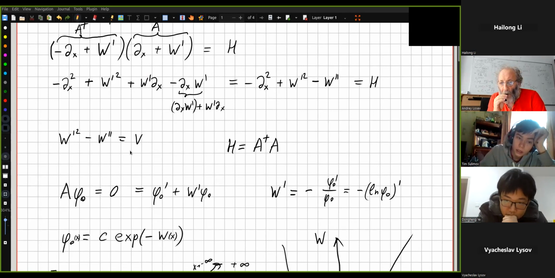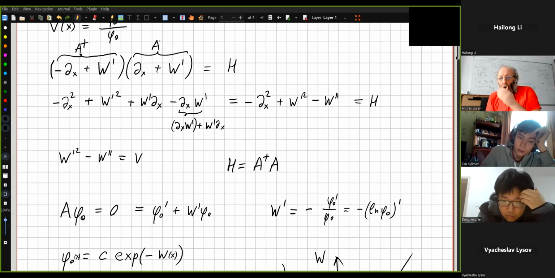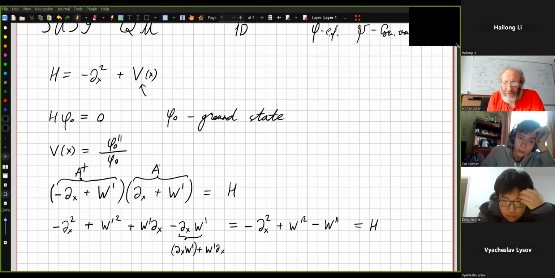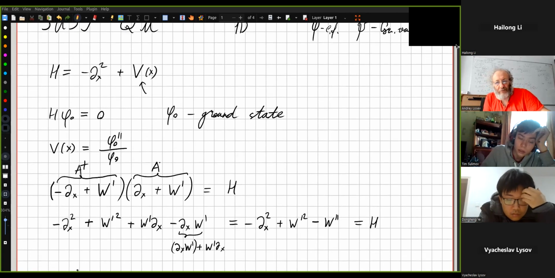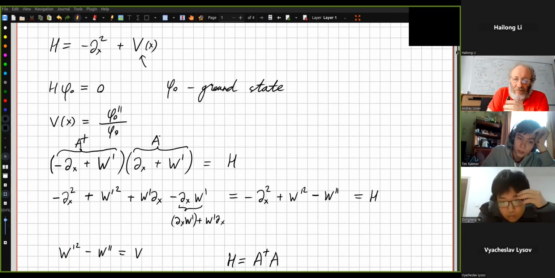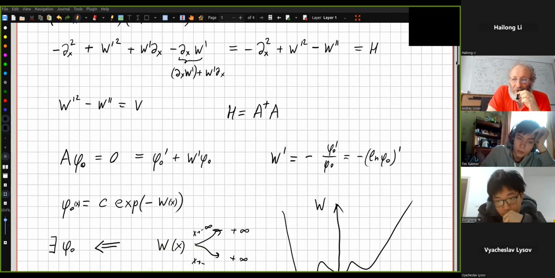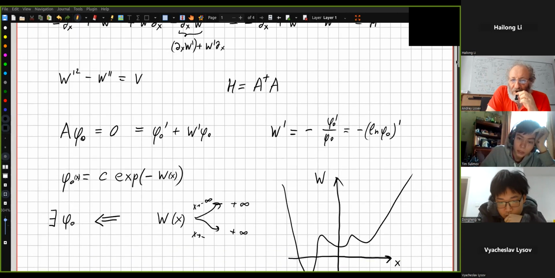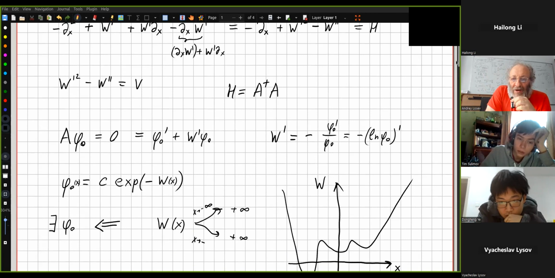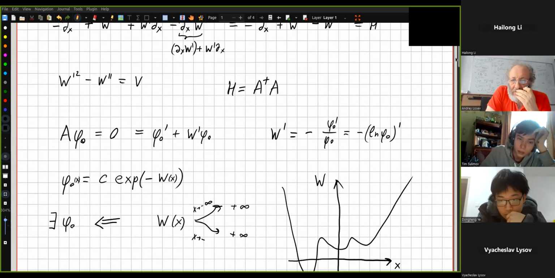Now this can be seen as an equation on W prime, which is the Riccati equation. Here the law of conservation of difficulty shows itself, because solving this Riccati equation is identical to solving the original equation for the ground state function, if you write it in the linear way as a second order differential equation. But we already assumed that we know the ground state wave function, so that's not a problem for us. We quickly find that the solution is W prime equal to minus phi naught prime over phi naught, the logarithmic derivative of phi naught.